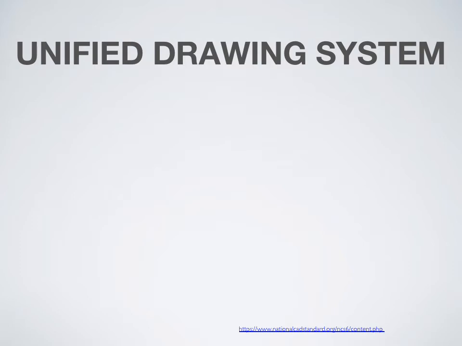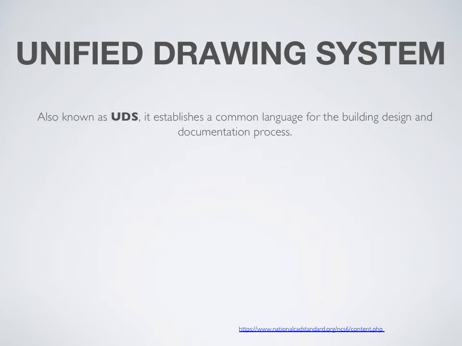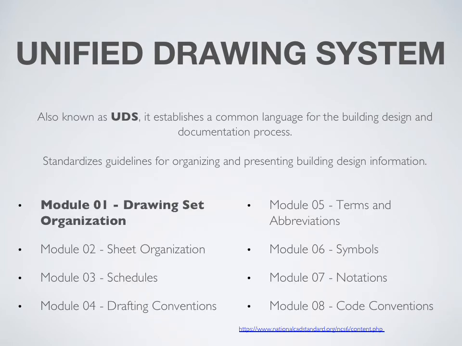Just like with any language you learn, there are rules and ways information is composed that make it the same for everyone to speak and use. A similar system is used in construction drawings, and it's called the Unified Drawing System. In other words, it's a standardization for presenting information. There are 8 modules that break down all aspects of the information and knowledge used in drawing sets, but we're just going to focus on Module 1 today.